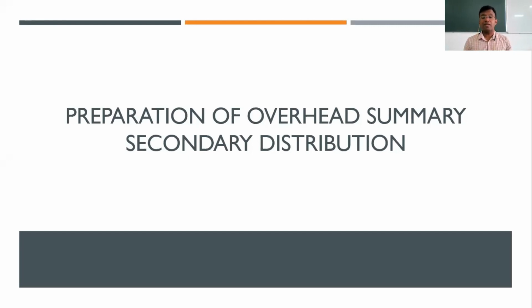So the first step is preparation of the primary overhead distribution summary. Now further to that, we would be learning the preparation of secondary distribution summary. So on that note, let us have a discussion in this session. Why does a business need secondary distribution summary, and how does a business go about preparing secondary distribution summary?